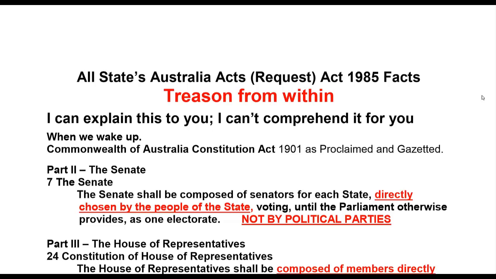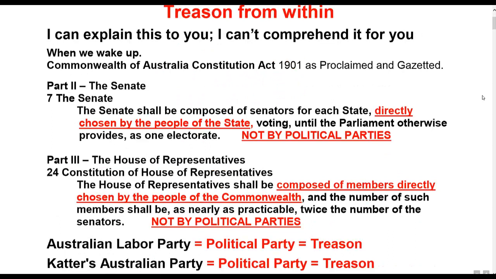Treason from within. I can explain this to you, I can't comprehend it for you. When we wake up, Commonwealth of Australia Constitution Act 1901 as proclaimed and gazetted. Part 2. The Senate. 7. The Senate. The Senate shall be composed of senators for each state, directly chosen by the people of the state, voting until the Parliament otherwise provides as one electorate, not by political parties.